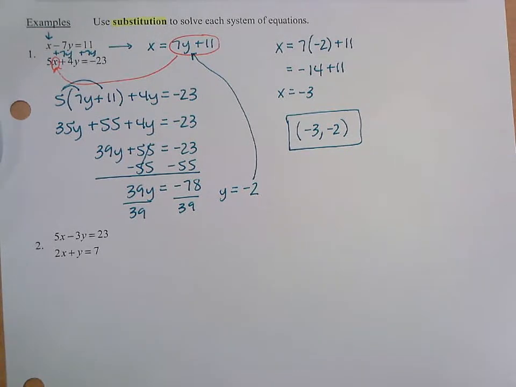Questions there? Okay, why don't you go ahead and solve number 2 using substitution. Solve number 2, find the ordered pair where those two lines would intersect.